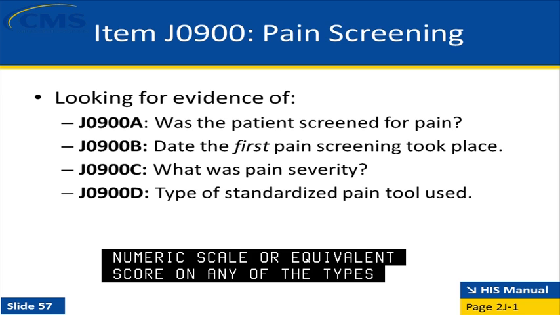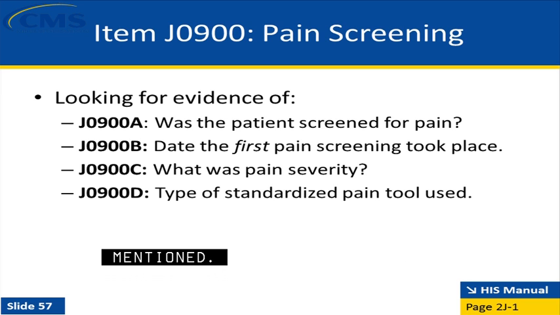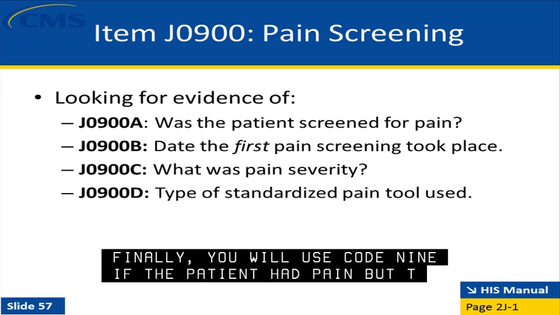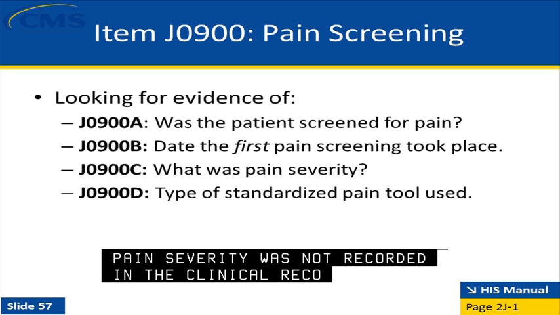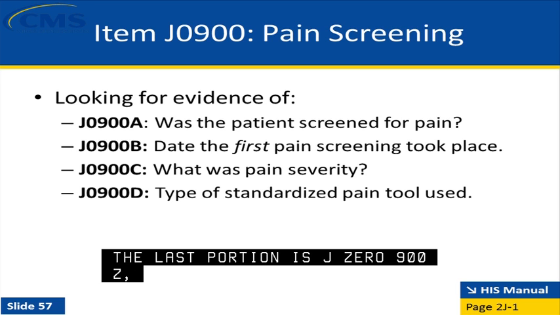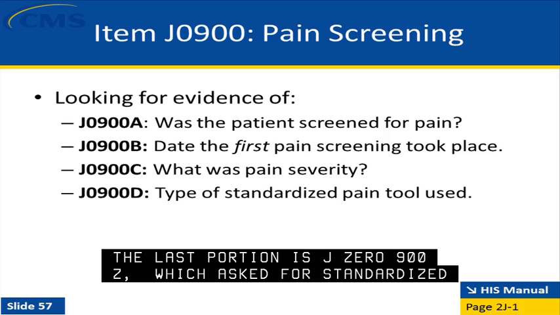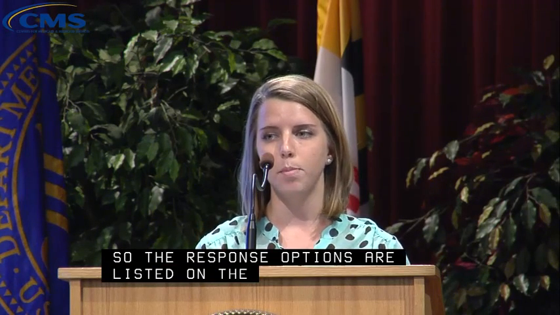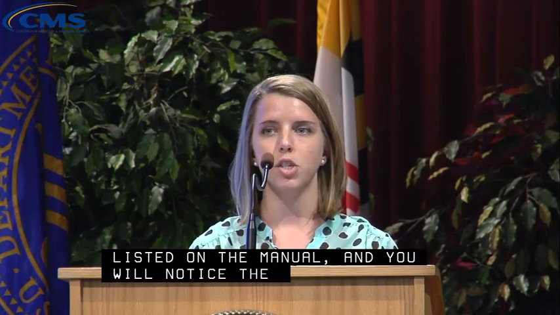Finally, you'll use code 9, pain not rated, if the patient had pain, but the patient's pain severity was not recorded in the clinical record. The last portion of this item is J0900D, which asks for the type of standardized pain tool used in the pain screening. The response options for J0900D are listed on page 2J3 of your manual, and you'll notice that the manual includes a lot of examples of specific types of standardized tools for each category.